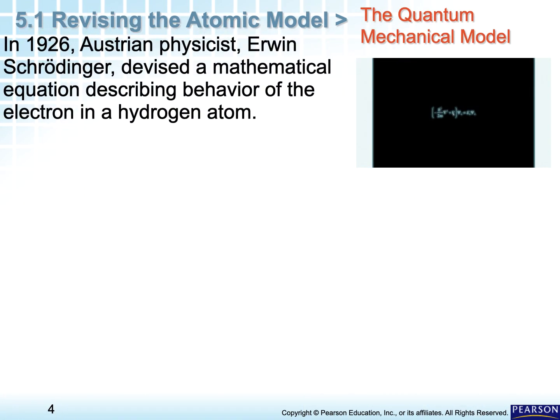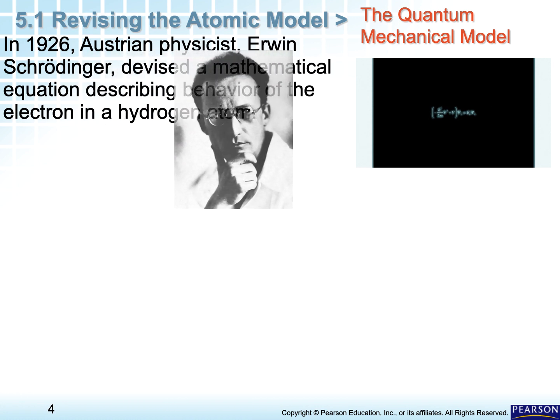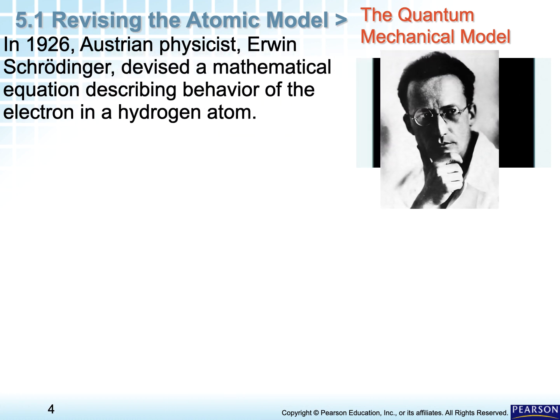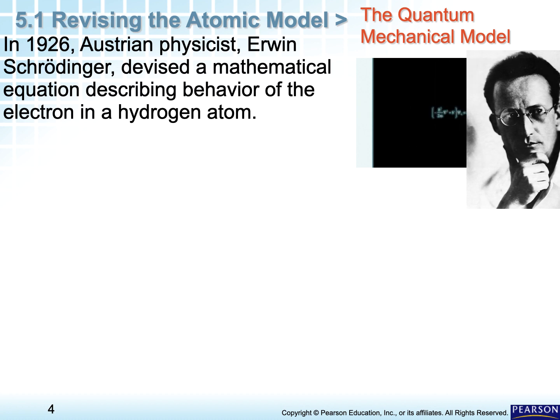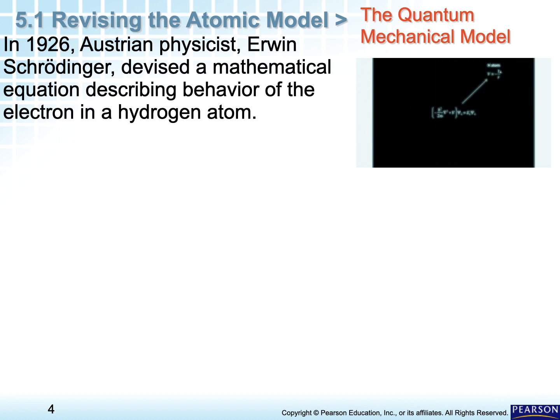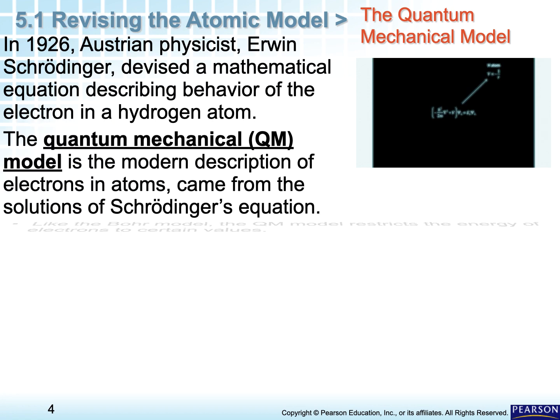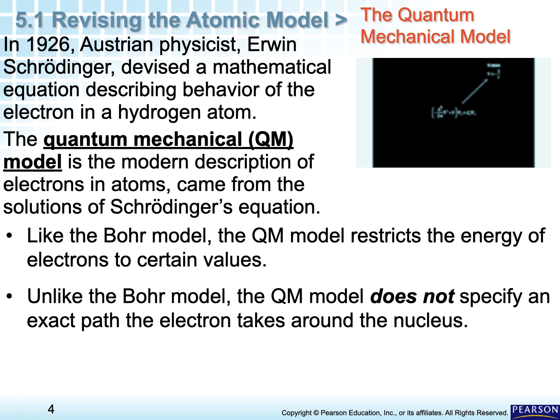So, of course, things aren't going to stay that way. In 1926, Erwin Schrödinger devised a mathematical model of the behavior of an electron in a hydrogen atom. And what you're seeing there on the right are his equations. From his equations, he came up with what's called the quantum mechanical model. And it's the modern description of electrons that came from his calculus equations.